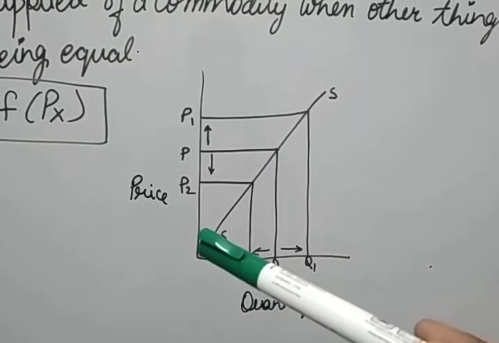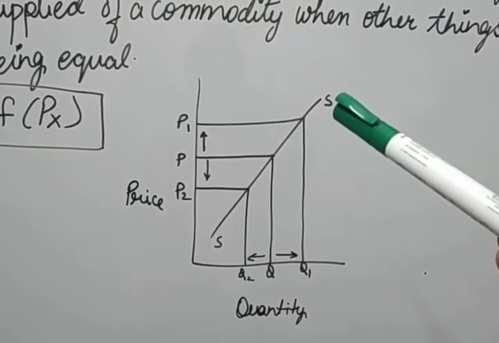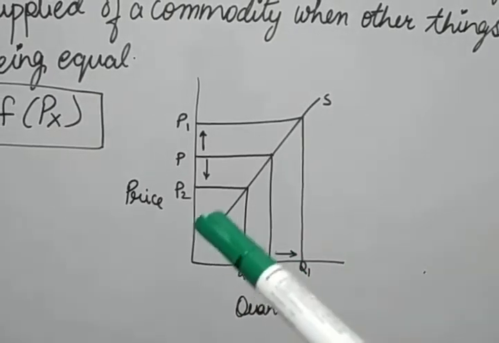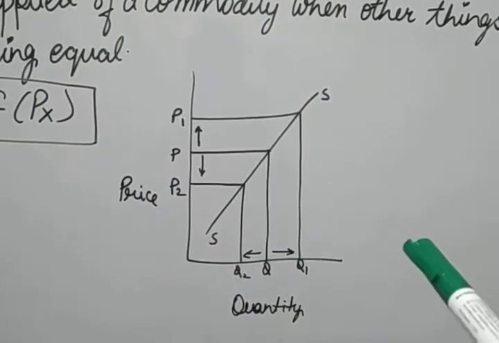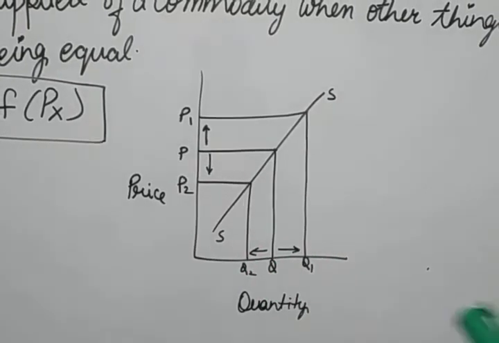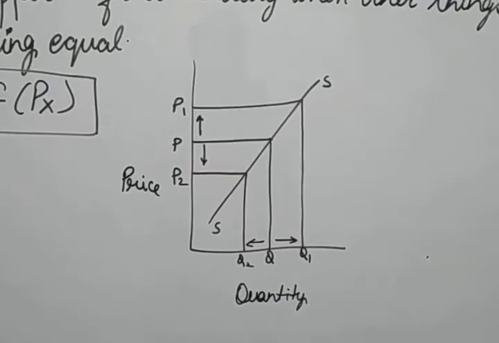If you join these points, you will get the supply curve, which is positively sloped, upward sloping from left to right. You can see if price increases, quantity increases; if price decreases, quantity also decreases. So there is a direct relationship between the price and the quantity supplied.